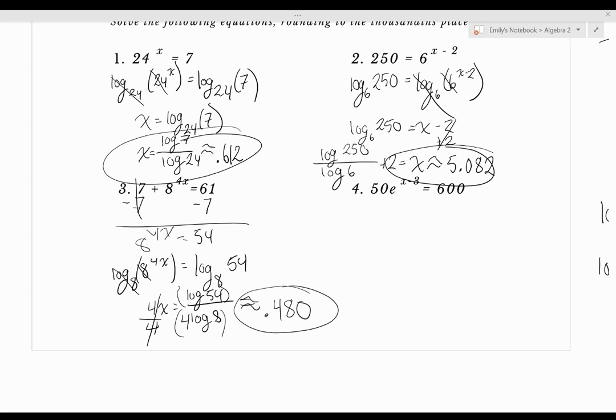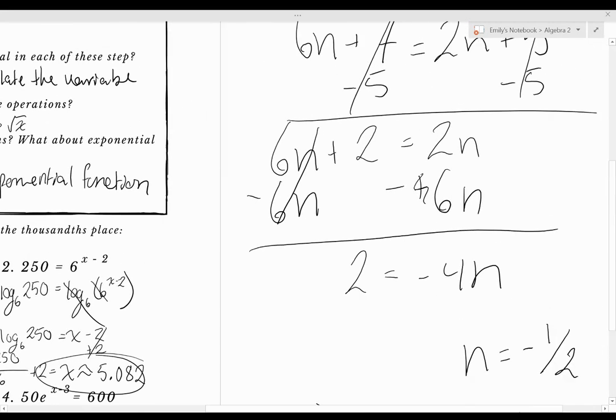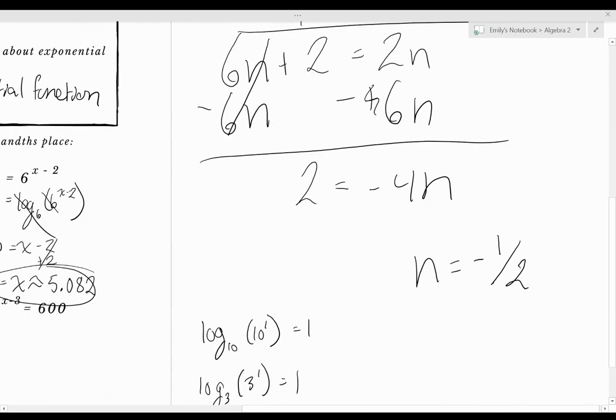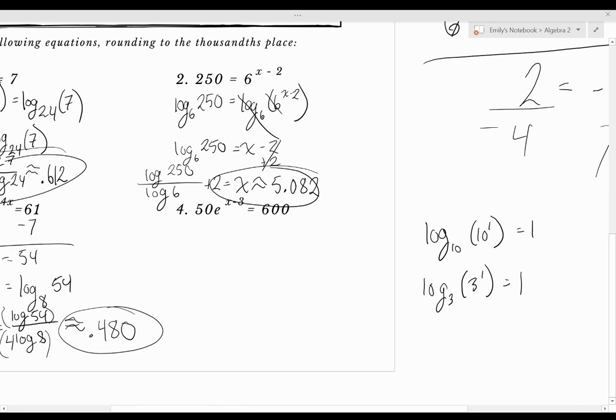And then let's look at number 4. What's the major difference now? There are 2 big differences that I see. What are they? The main one is that now we have an e, plus we have a 50 attached to that base. So just like over here, we got rid of that coefficient by dividing this 4 over here, we're going to do that same exact thing on our exponential functions.